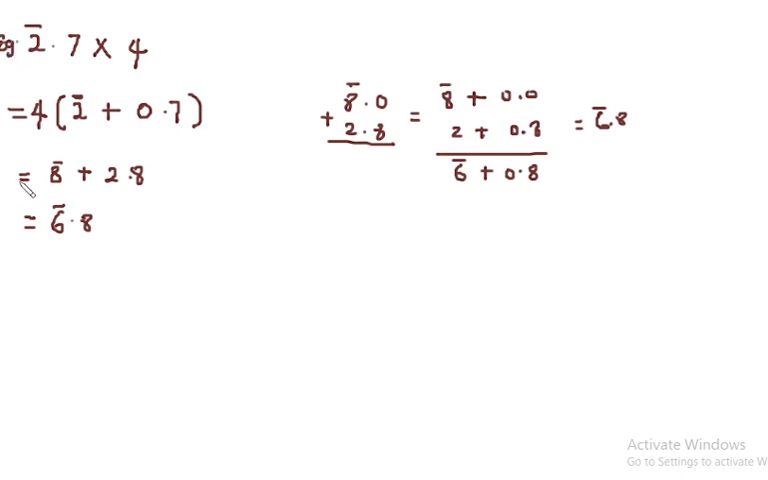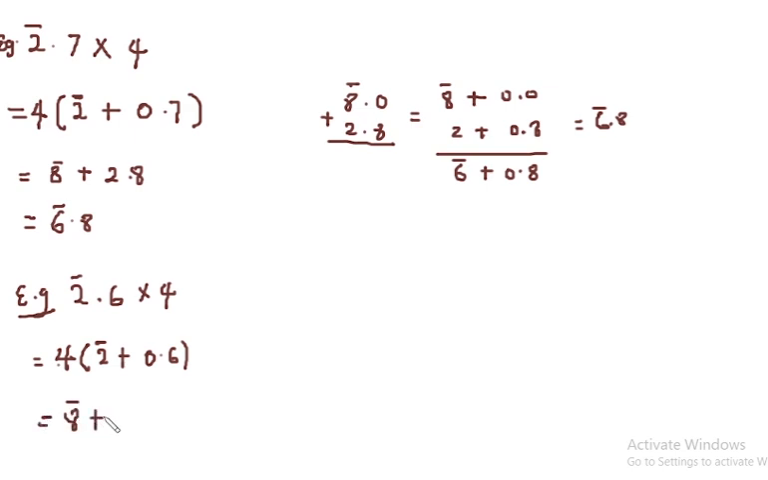Another example I'd like to look at is, say you're asked to multiply 2 bar 0.6 times 4. So you still do the same thing. Say 4 open brackets 2 bar plus 0.6. 4 times 2 bar is equal to 8 bar plus 4 times 0.6 is equal to 2.4. So if you add up these two, you should get 6 bar 0.4.